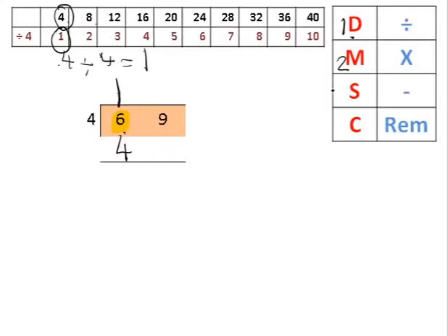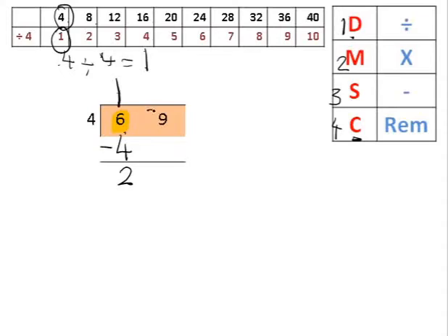Third step is to subtract. 6 minus 4 is equal to 2. What does it mean? It means we have a remainder. Because 6 is not a multiple of 4, it cannot be divided equally or shared equally by 4, and therefore we have a remainder. This time we have a remainder of 2. Carry the remainder. Step 4 is to carry the remainder.